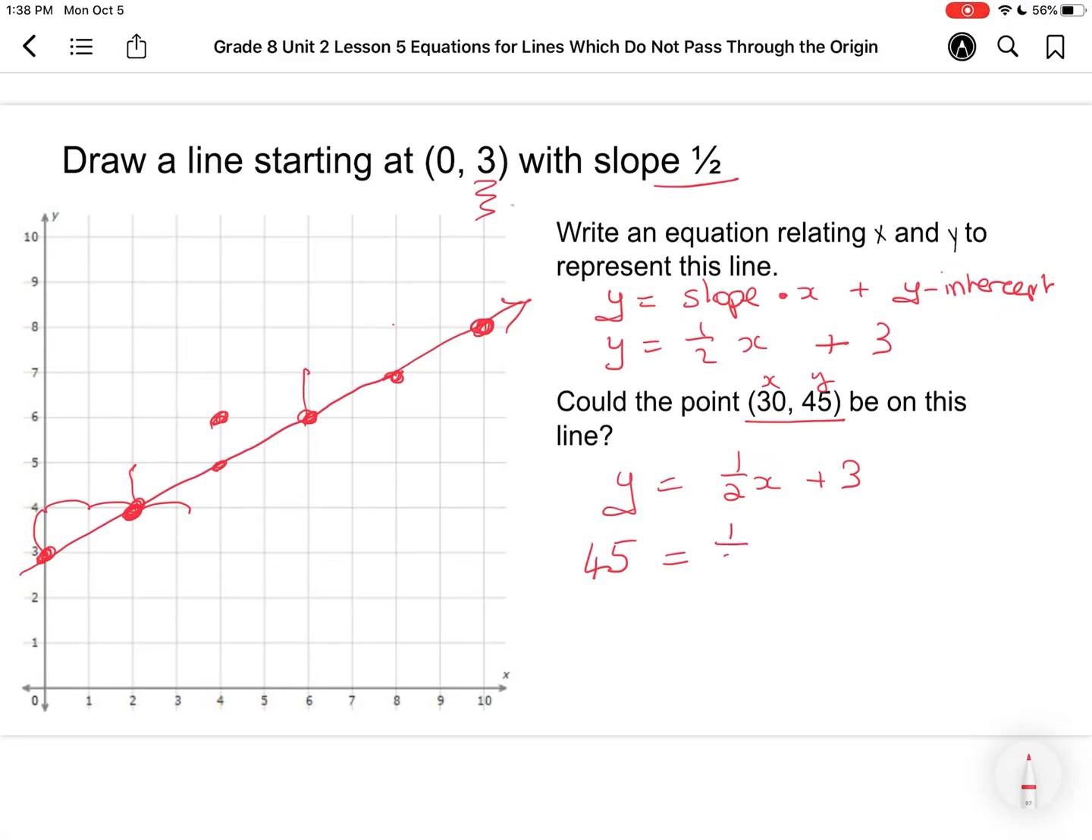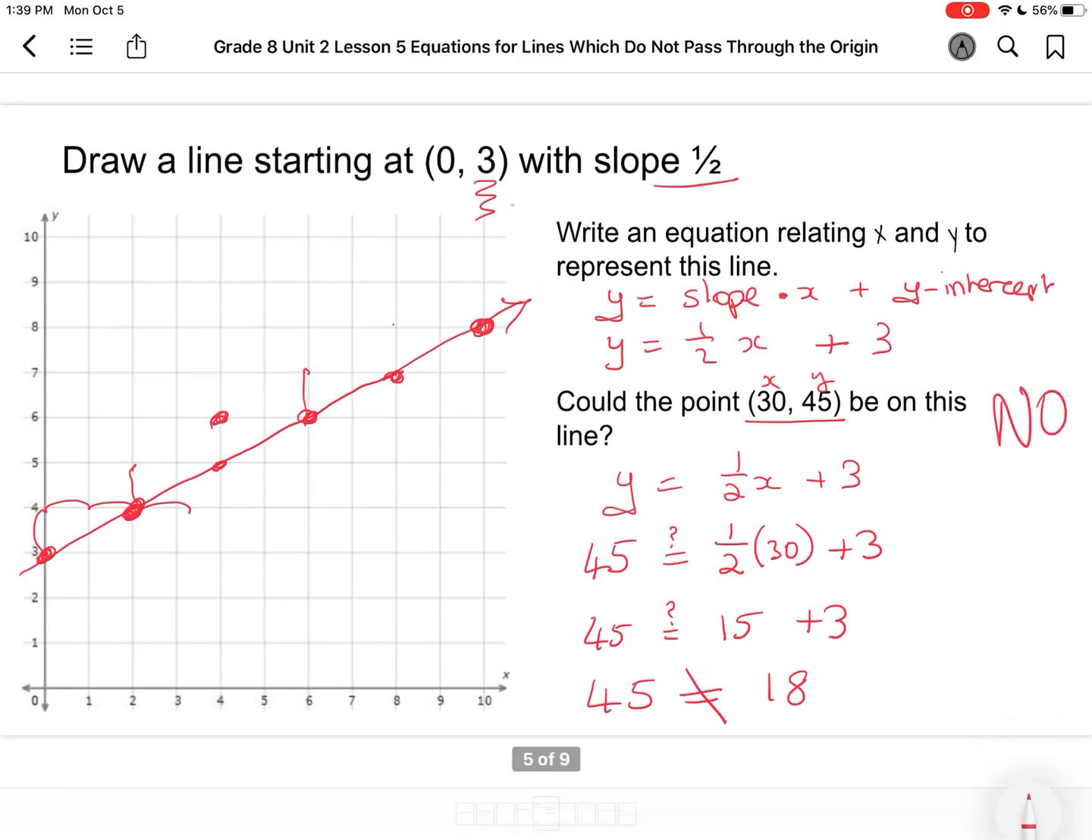So 45, is that equal to a half times 30 plus 3? Is 45 equal to a half of 30, which is 15, plus 3? Oh no, this does not look like it's equal. 45 is not equal to 18, which means the point cannot be on this line. I'm going to write no.